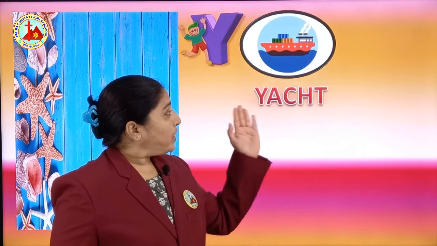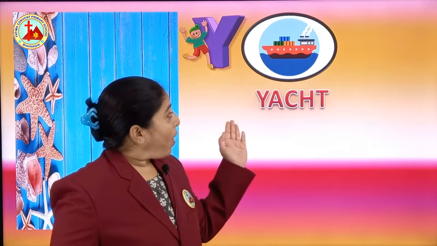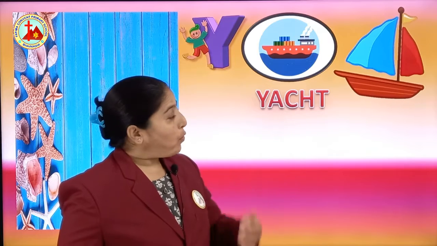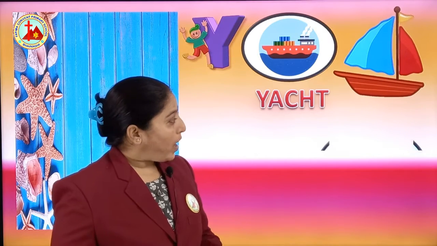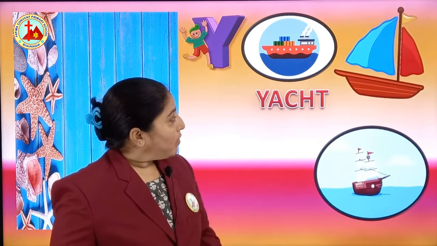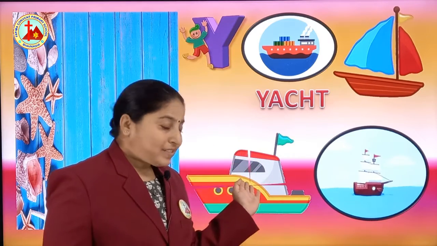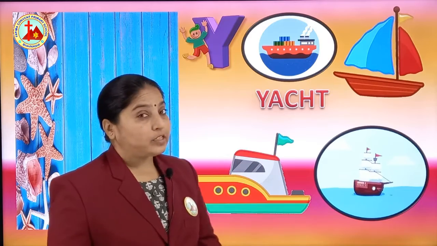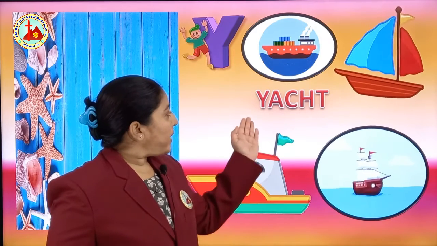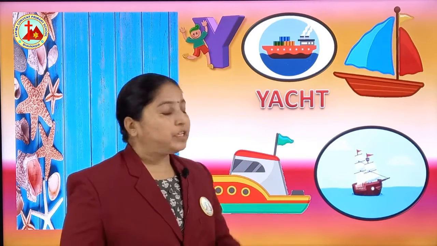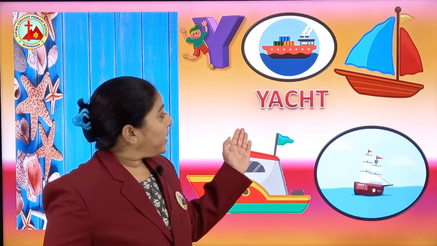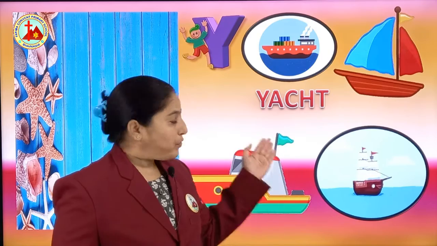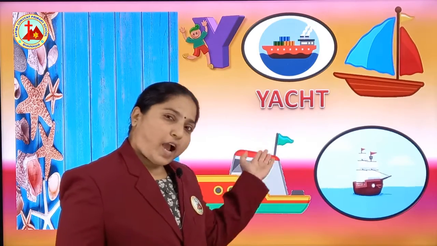Y for yacht. See, this is one more picture of yacht. Y for yacht. You can see different kinds of yachts here. So what is the spelling of yacht? Y-A-C-H-T, yacht. Here spelling is Y-A-C-H-T, but C-H is silent, so you will say Y for yacht.